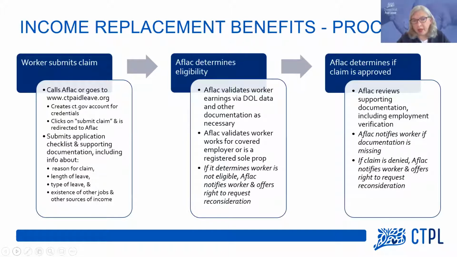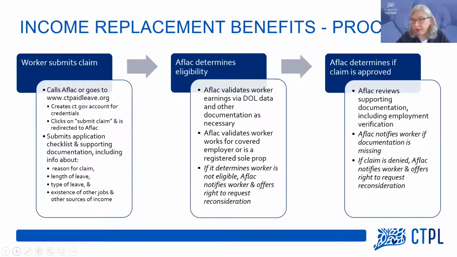But the employee is going to have to tell us the reason, how much time they're going to be out, what kind of absence, is it going to be a block leave or intermittent, and they have to tell us if they have other jobs or other sources of income. AFLAC will determine the eligibility, that 2325. We've got access to DOL data, but we may also request other documentation like W-2s or pay stubs if necessary. And we'll validate that they work for a covered employer.